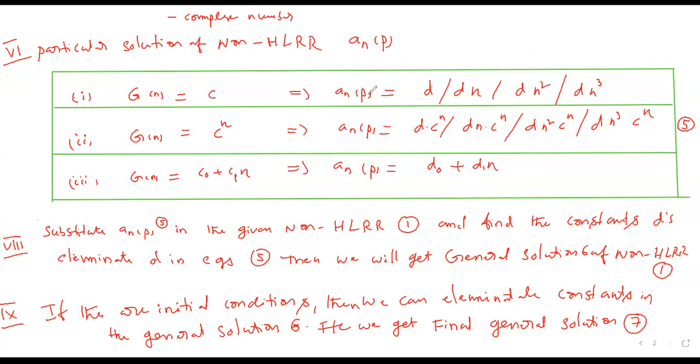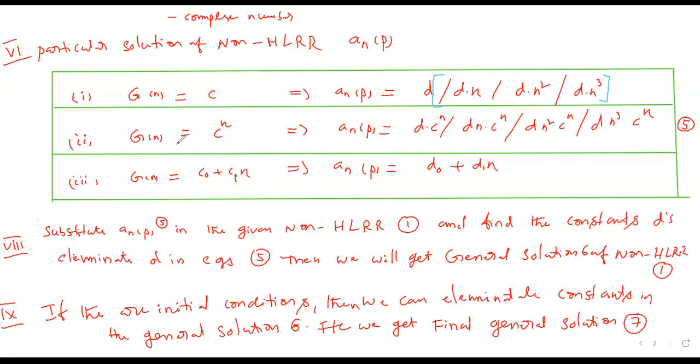For the first case, Gn is a constant. Immediately you can take the particular solution equals D. Suppose D satisfies the given condition, okay. Suppose D does not satisfy the given condition, in that case you take D into n. If D into n satisfies the given recurrence relation, okay. Otherwise you take D into n square. If that satisfies the recurrence relation, okay. Otherwise you take D into n cube. So these are the cases.